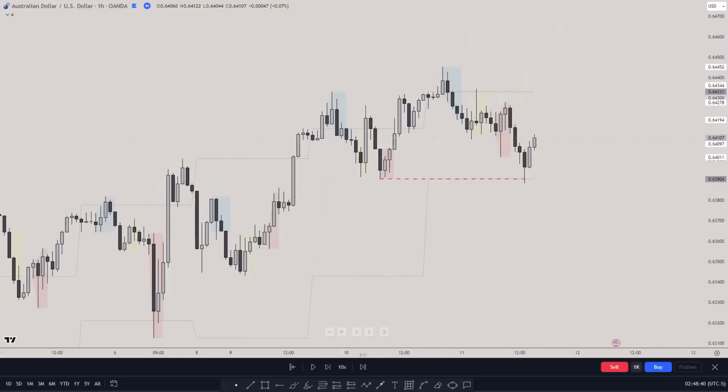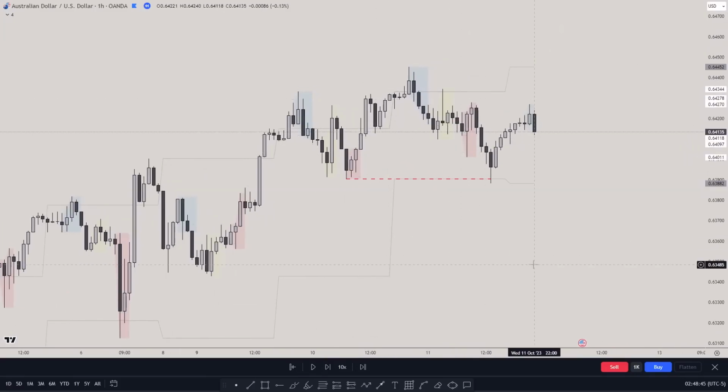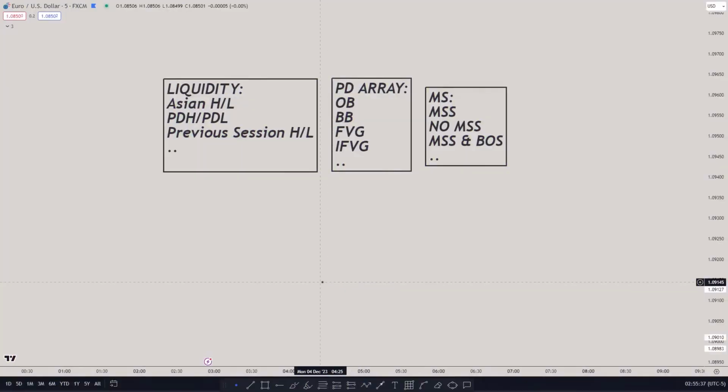So we need to have the higher time frame aligning with the lower time frame, both at the same time. Otherwise, none of those setups are going to work. Now, as we said, liquidity, PD array, and market structure, those are the three things that you need to implement into your trading plan. So let's say that we have the Asian high, previous day high and low, previous session high and low, and previous week high and low, and all of the liquidity levels that you're aware of and you can use in a mechanical way, as well as the PD array. So the ones that I suggest using are order block, breaker block, fair value gap, and inverse fair value gap. Those are my main ones.